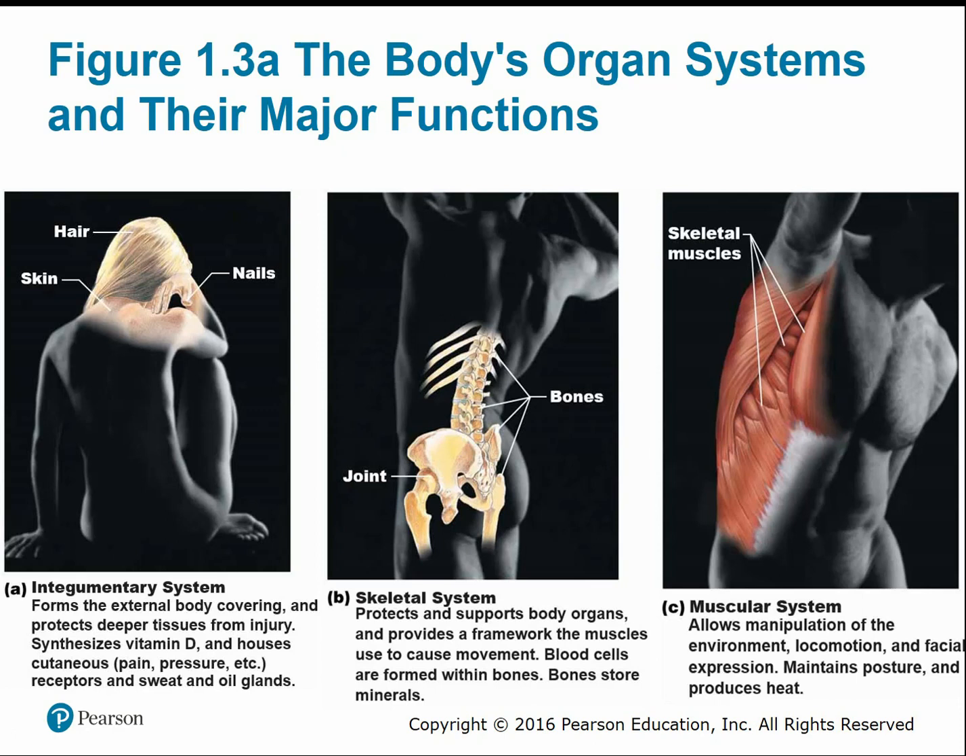The skeletal system provides support for our body organs and an overall framework for the body's muscles to allow our body to move. Another function of the skeletal system is blood cell formation. All blood cells originate in the bone marrow of the skeletal system. Bones also function for mineral storage. A lot of calcium and phosphorus are stored within the bone tissue.